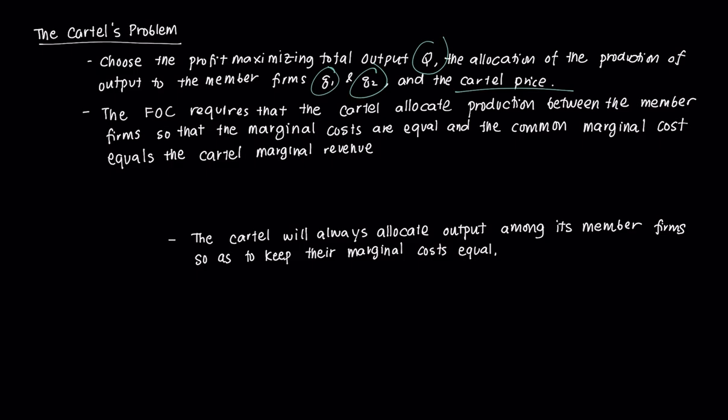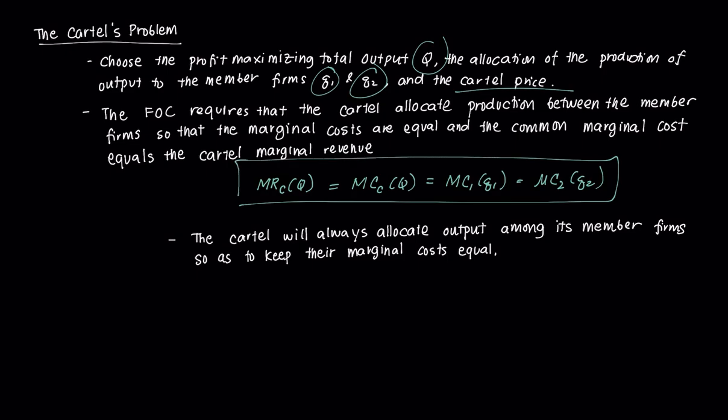So it goes like this. The marginal revenue of the cartel, MR(Q), should be equal to the common marginal cost of the cartel, MCC(Q), which is equal to the marginal cost of the two member firms. So that's MC1(Q1) equal to MC2(Q2). Essentially, this is the condition that we will be stipulating. In other words, a profit-maximizing cartel will always allocate output among its member firms so as to keep their marginal costs equal. So it's this sense of parity between them: they're trying to keep their marginal costs equal.